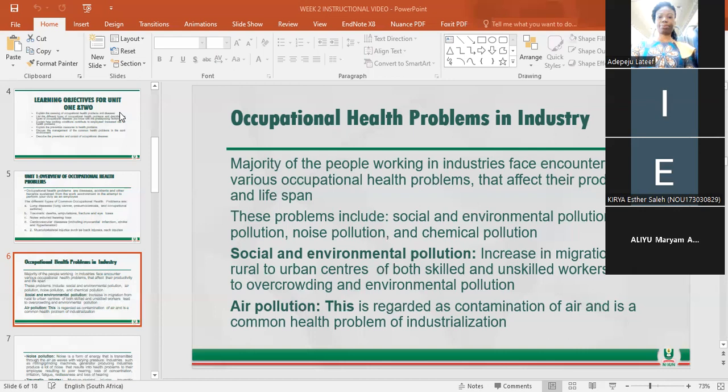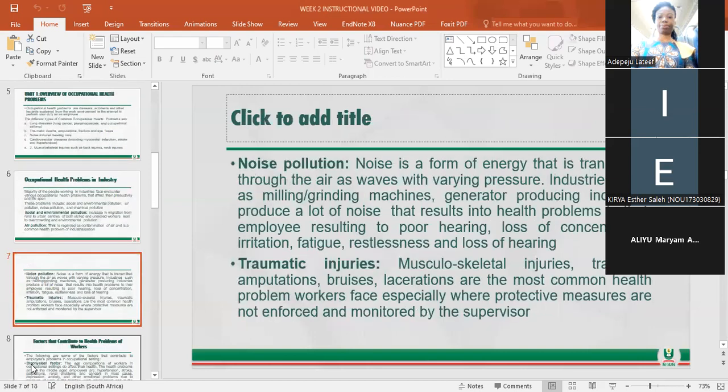When we say air pollution, what does it mean? This simply means that the air in the community or in the society is contaminated. It's contaminated as a result of industry. We see a lot of industries being situated or created, and because of the increase in industrialization, air pollution also is a problem.